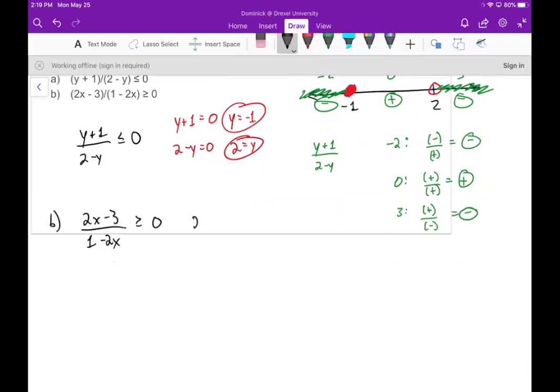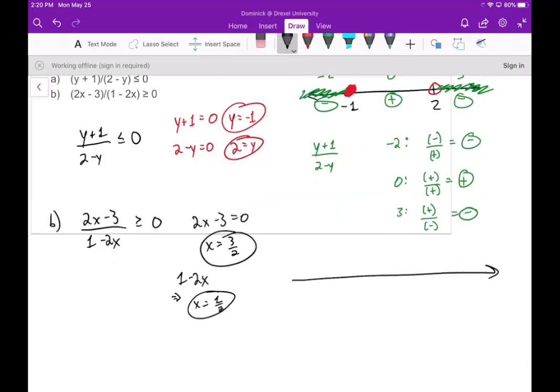Right? So the top is 0 when x is 3 over 2, and the bottom is 0 when x is equal to 1/2. Right? So those are my critical values. Now, the nice thing about this is that when you have fractions, that allows you to use whole numbers as your test values. All right, so now similar situation as before. Since I'm including the equal sign, 0 is okay, so 3/2 is fine, but undefined is still never okay, so that's still open circle.